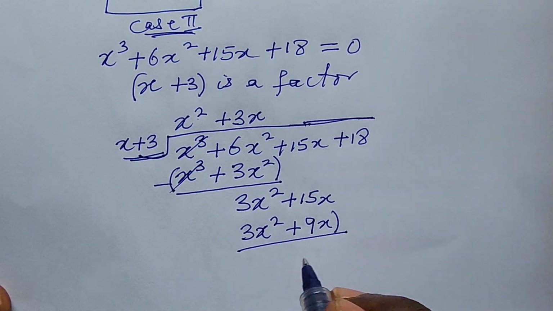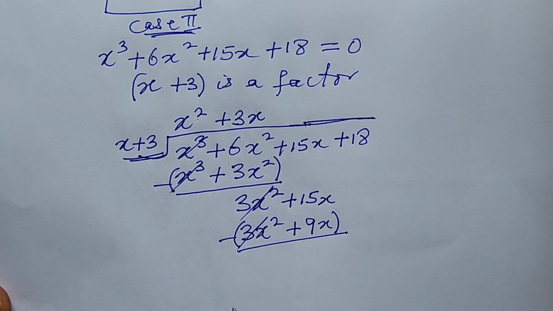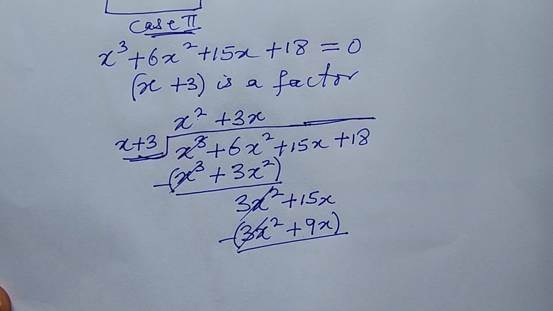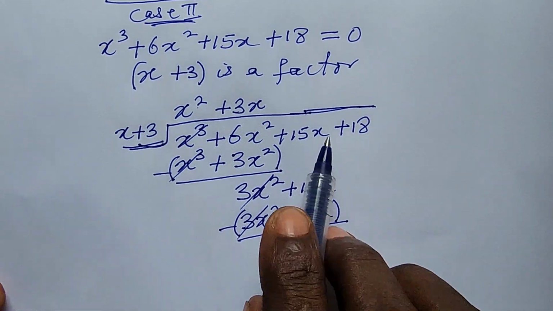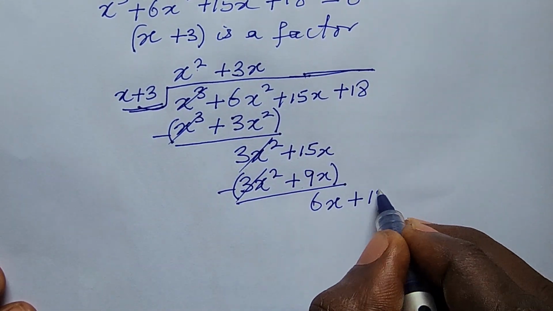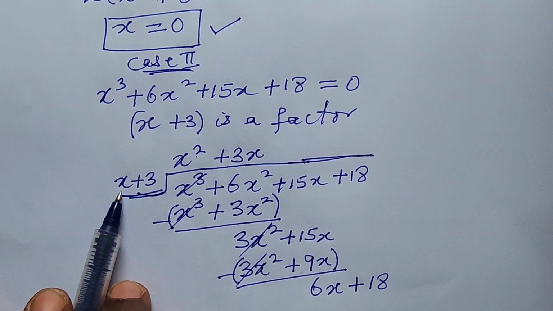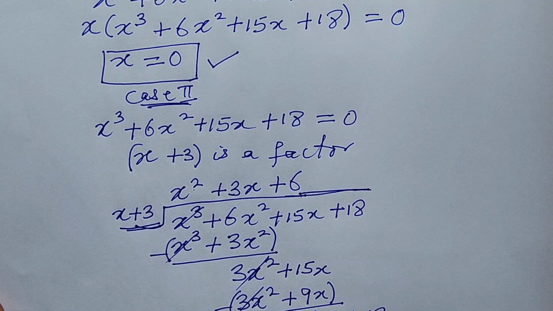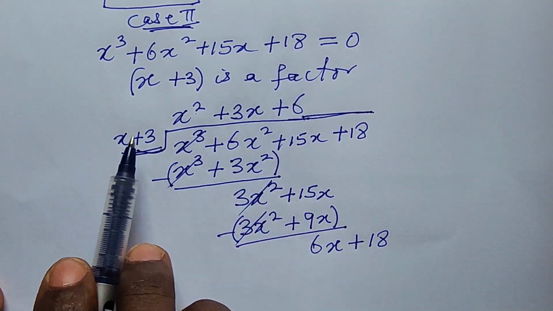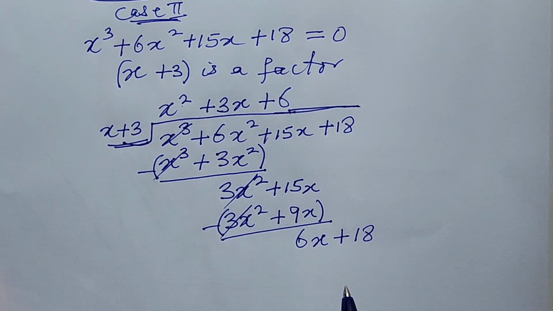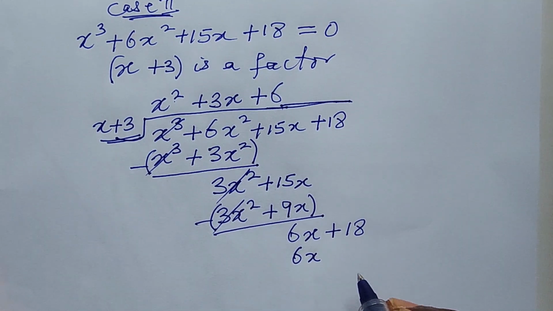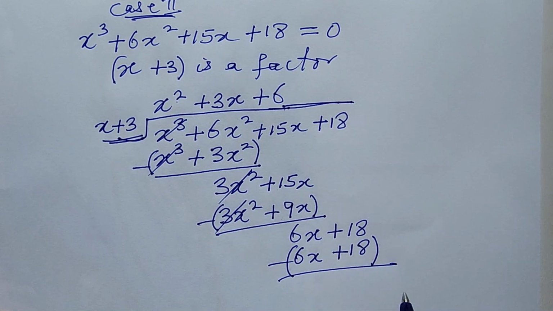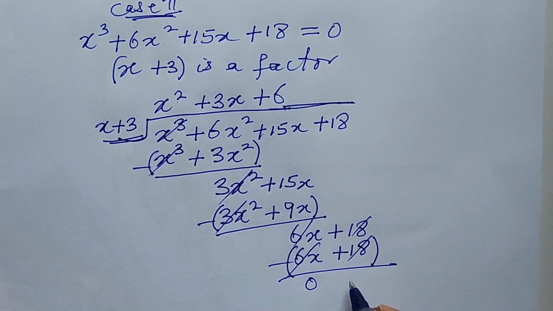Then again we rule off and we subtract. This will leave, so we're going to have 15x minus 9x. This will give us 6x. Bring the last term, which is plus 18. So we use this x to divide this again. This will give us plus 6. Okay, so let's use this to multiply everything here. So this will give us here 6x plus 18. If we rule off here again, then this leaves 0.